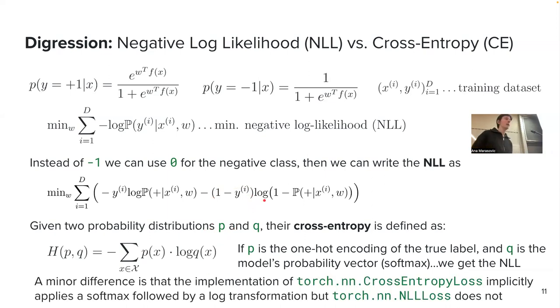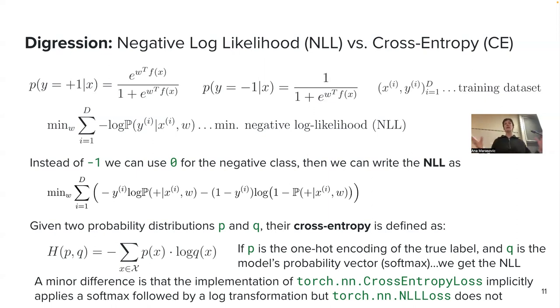A minor difference is that in the implementation in Torch, you have torch.nn.CrossEntropyLoss and torch.nn.NLLLoss. You might wonder why we would have these two things if they are the same. The only difference is they implement the same thing, but cross entropy implicitly applies a softmax followed by a log transformation, and this loss will not. You will need to apply softmax and log transformation and then give it to this function.